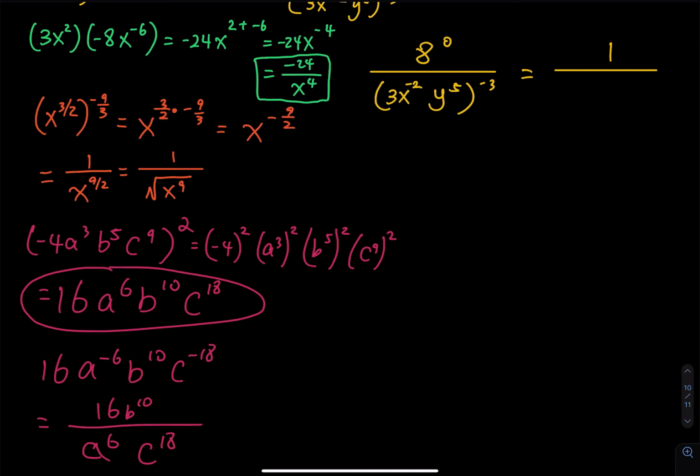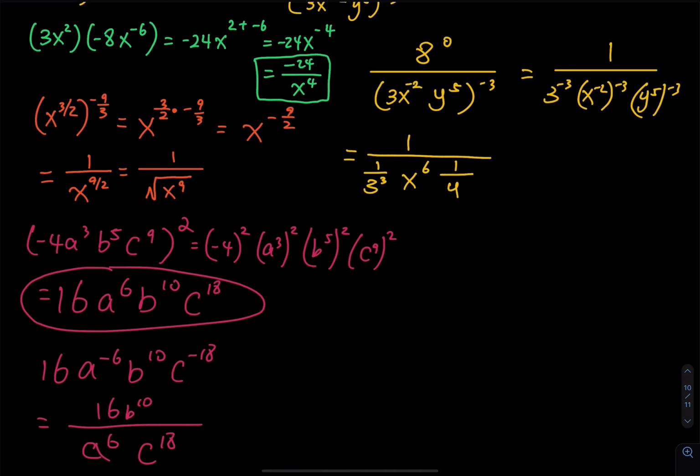So you have 3 to the negative 3, and then x to the negative 2 raised to negative 3, and then y to the 5th raised to negative 3. And then you have 1 divided by, so within this fraction, we have 1 divided by 3 to the 3rd, and then x, you have a 6, and then y, you have a negative 15. So that brings the negative 15 down to the denominator, right? So instead of that, you have 1 over y to the 15.